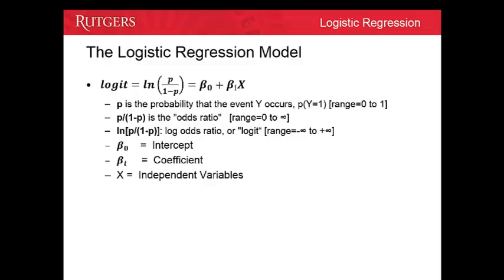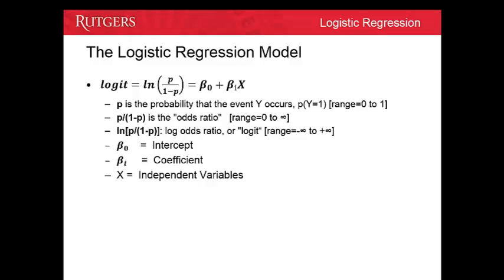The quantity to the left of the equal sign is called the logit. This is the log of the odds that an event occurs. The odds that an event occurs is what we get when we divide the probability that the event occurs by the probability that the event does not occur. And the coefficients in the logistic regression model tell us how much the logit changes based on the values of the independent variables.